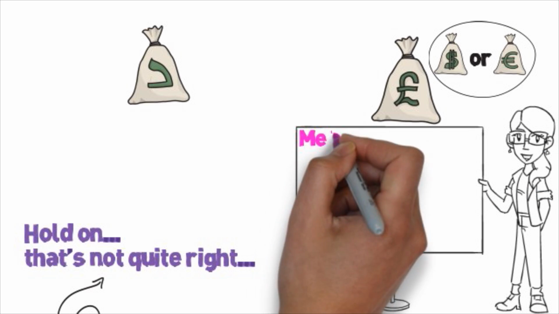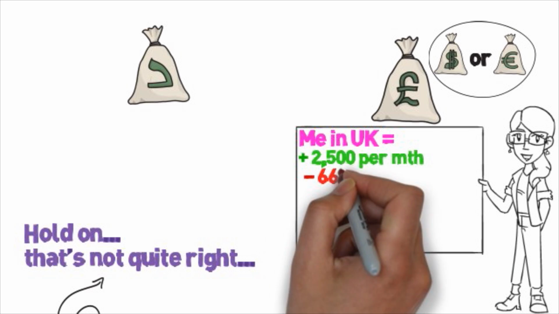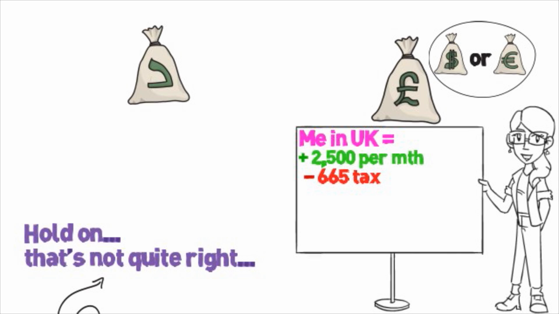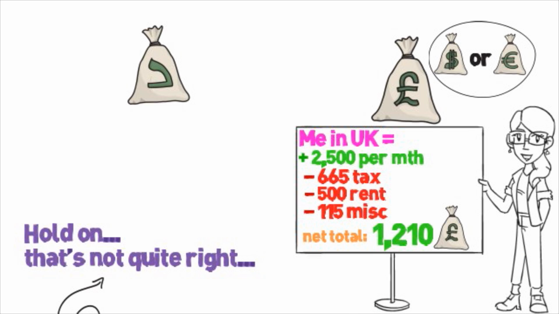So let's say you're a teacher in the UK and you earn £2,500 a month. You would pay approximately £665 in tax. Your rent or mortgage may be around £500, certainly more if you live in London, and let's assume a council tax of £75 and utilities of £50. So at the end of the month you're left with £1,210.